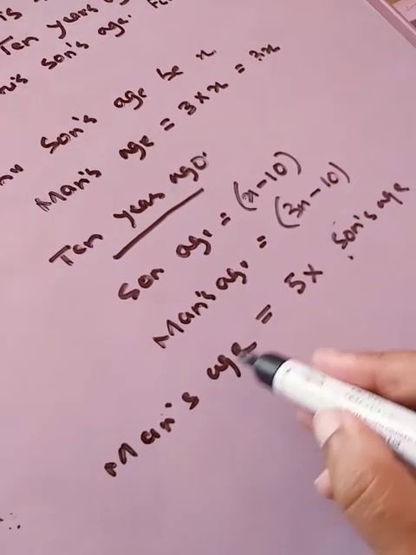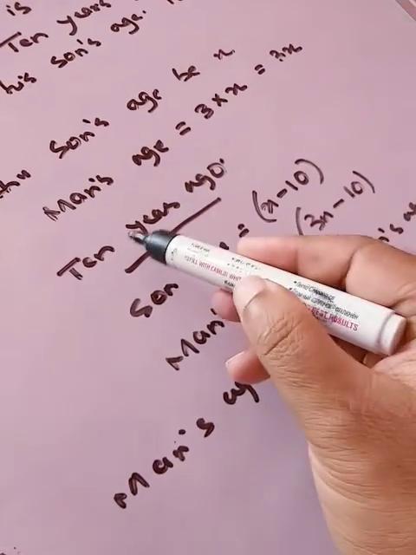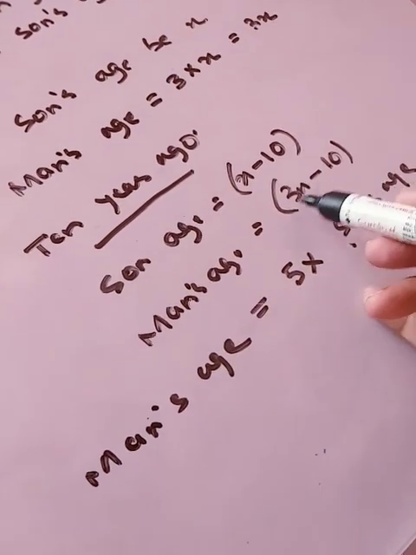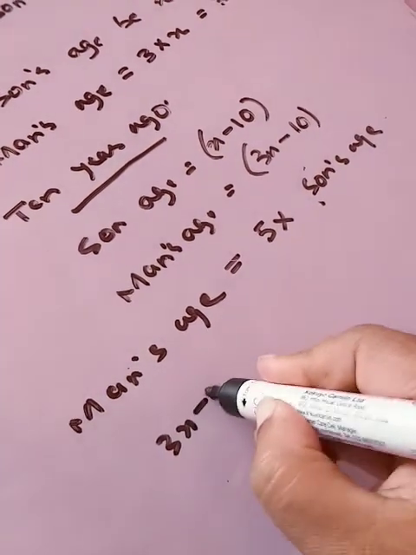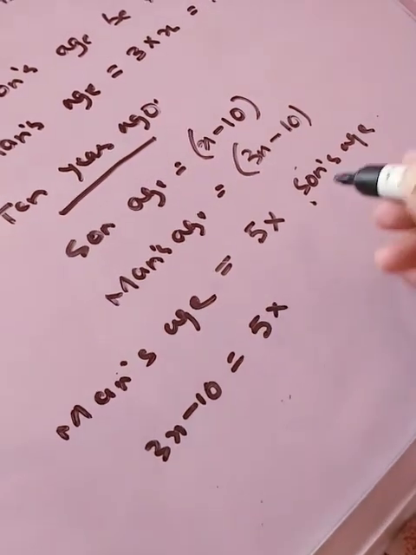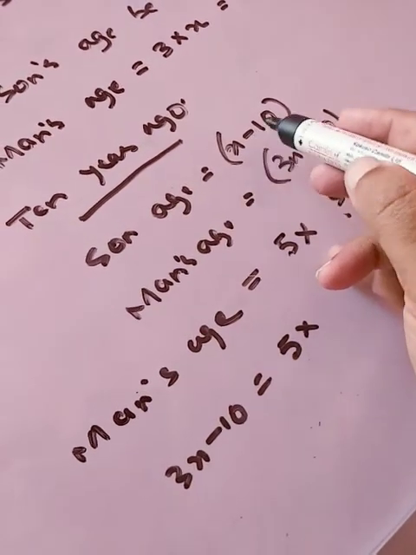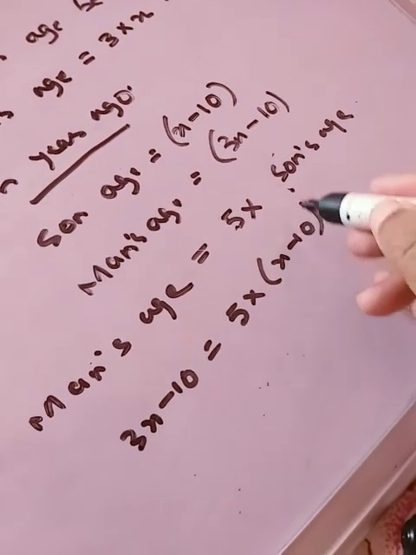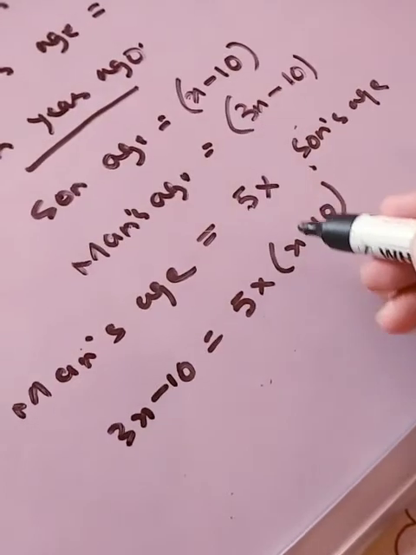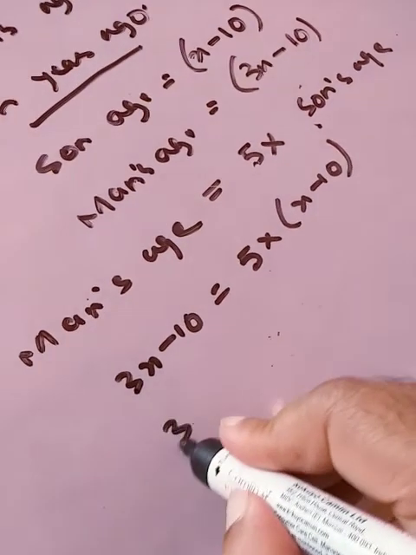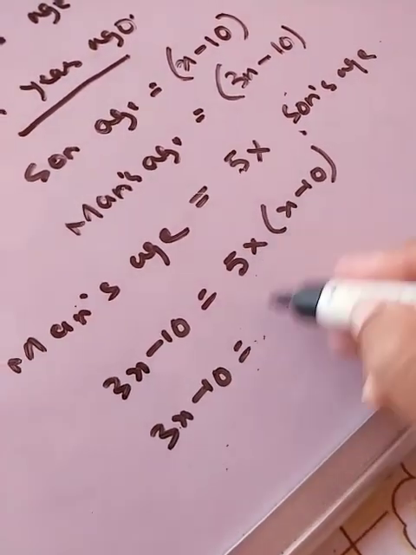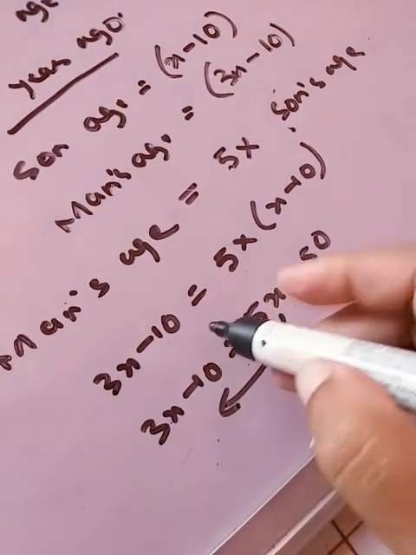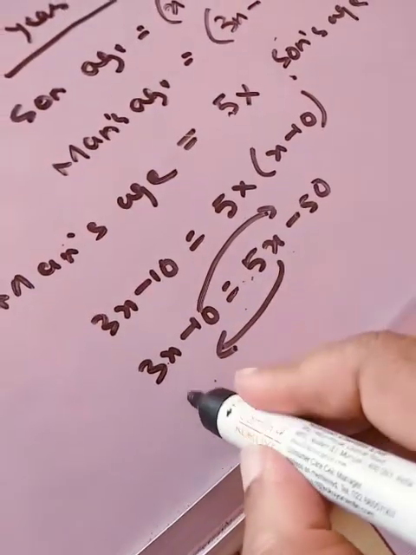Now what is the age that we are talking about? It is the age 10 years ago. Okay, so what was the man's age 10 years ago? We'll write it here. 5 times son's age 10 years ago, this. Again you see monomial with binomial, that is the reason I wrote the binomial inside the bracket. Now you have to solve it. Multiply it, 5 into x, 5x minus 50.